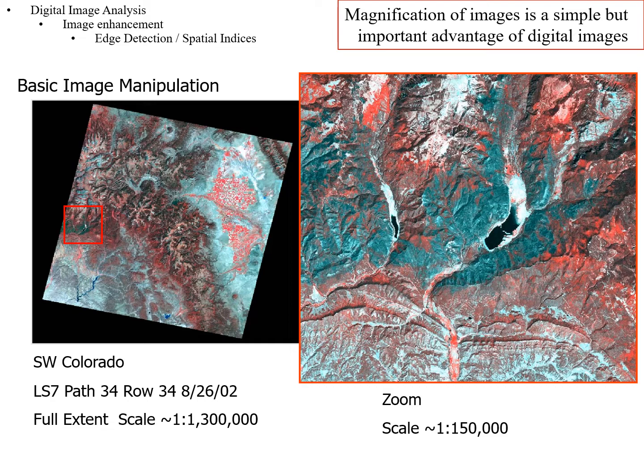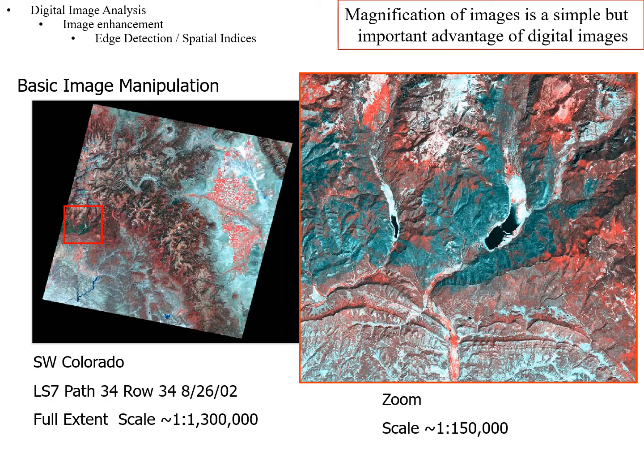One of the advantages of digital imagery is that you can easily zoom in on it. So this is an image from path 34, row 34. It's Landsat data, and it's 2002. On the left, you're looking at the full extent. Toward the right of the image, you can see the San Luis Valley. And the fire that we're looking at here, and it is a fire, is in Durango. I put a little box on the left-hand side, and then we're zooming in.